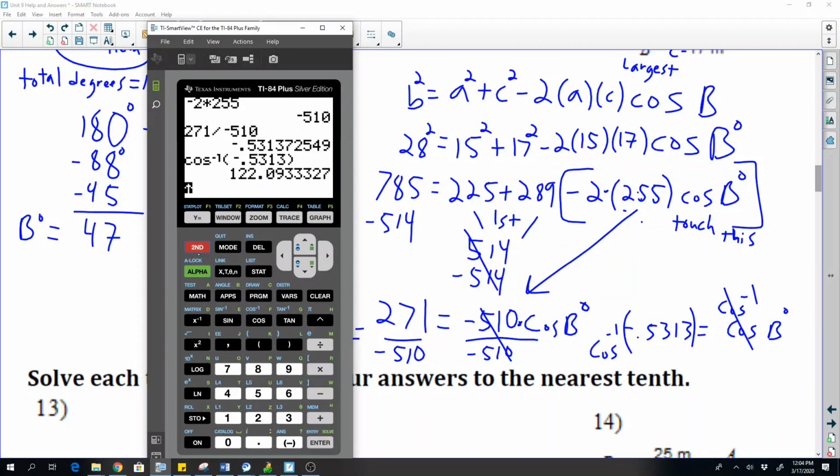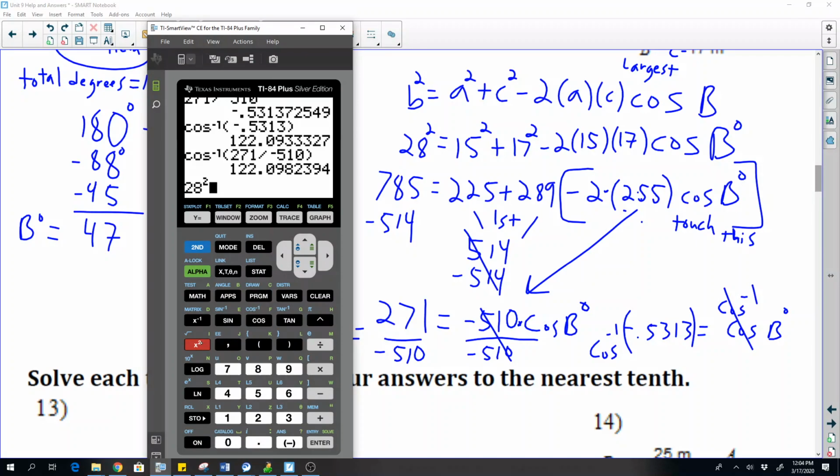Now we'll show you just the same thing, but maybe in fewer steps if you really want to. You could have done inverse cosine of the 271, remember, divided by the negative 510. At that point, you could have inverse cosined both sides and still would have gotten 122.1. Another thing we could have done is, I don't usually like to show this, but some of you really like your calculator. We could have done, at the very beginning, 28 squared minus the 15 squared and minus the 17 squared, right?